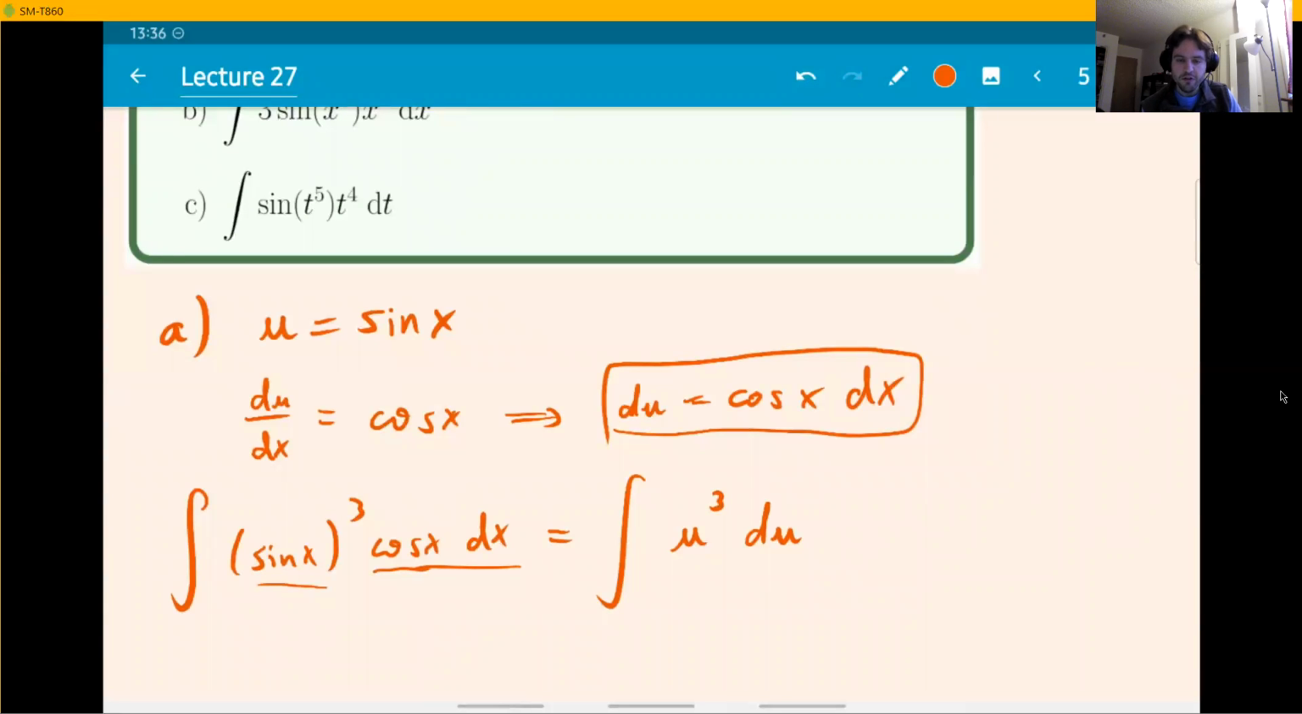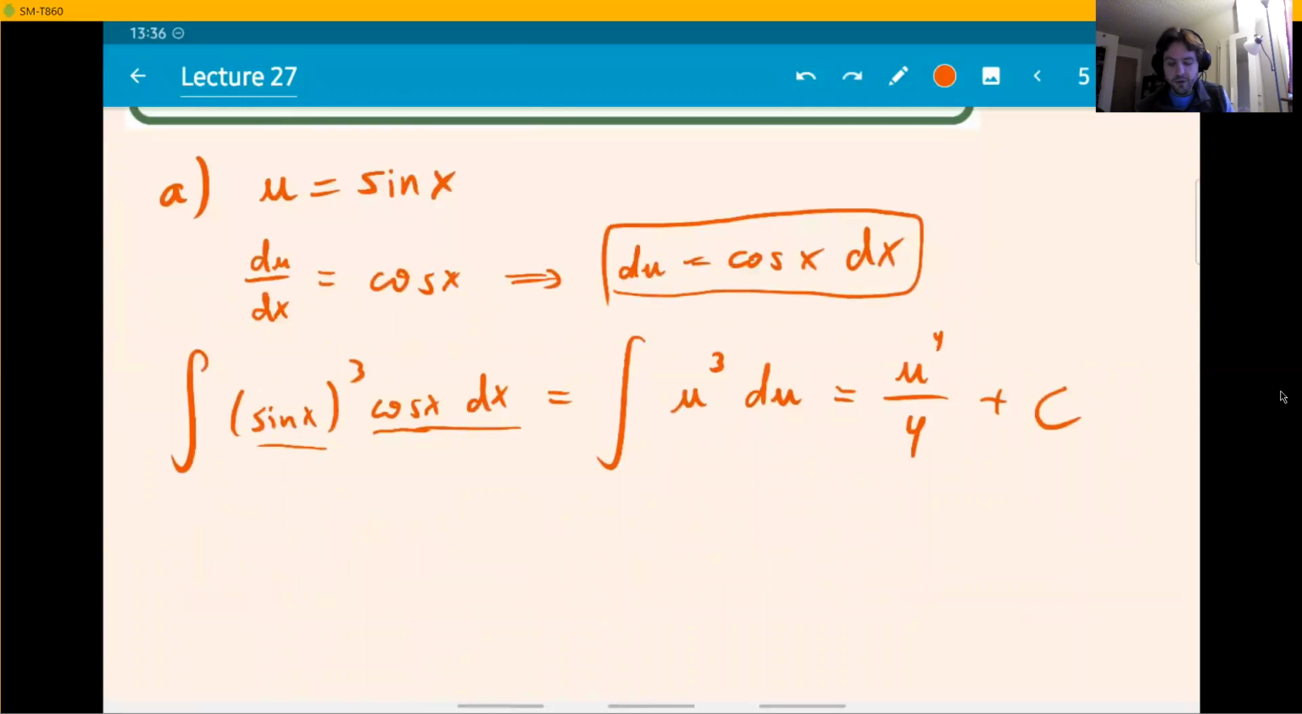And that's one that we know how to compute. That's a very easy one. U to the fourth over 4 plus c. A function whose u derivative is equal to u cubed. Now, the original problem was in terms of x, so we have to go back to x. Now that you have the answer in terms of u, go back and replace this u with what it means in terms of x. So sine fourth over 4 plus c. That should be the answer.